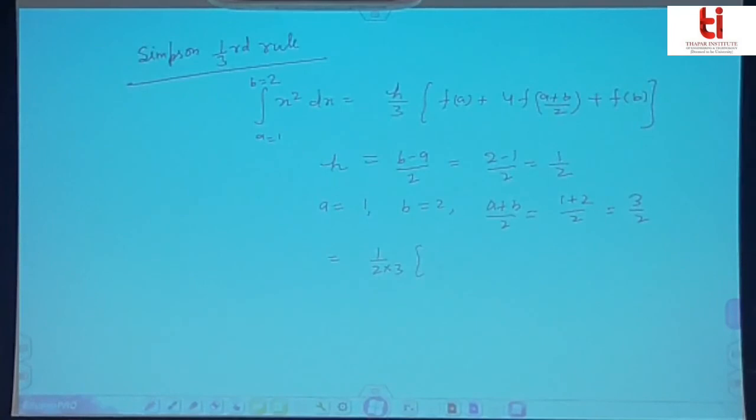f of a, the function value, is 1. Then 4 into 1.5 square, plus 2 square. Okay, 1 by 6 times (1 plus 4 times 2.25 plus 4).